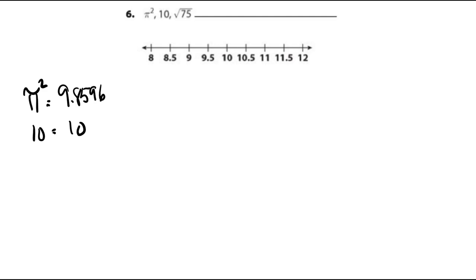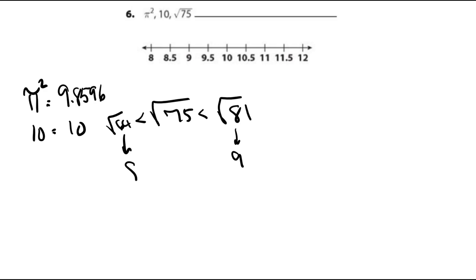And the square root of 75, I have to figure out about what that is. This one's a little more difficult to figure out the perfect squares that it's between, but 81 is really close. I know that the square root of 81 is 9. I can always go down to the next one at 8. Square root of 64 is 8. So I know the square root of 75 is between 8 and 9. It's closer to 9 because 75 is closer to 81 than it is to 64.